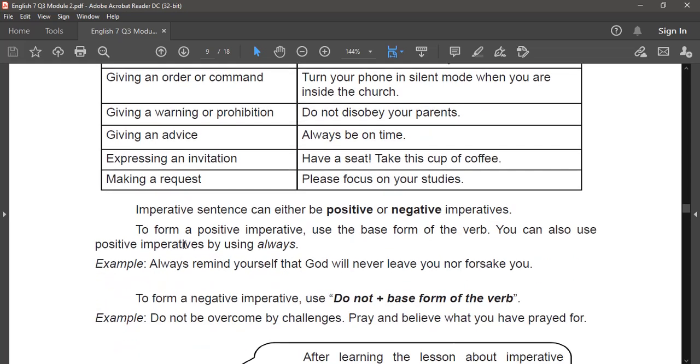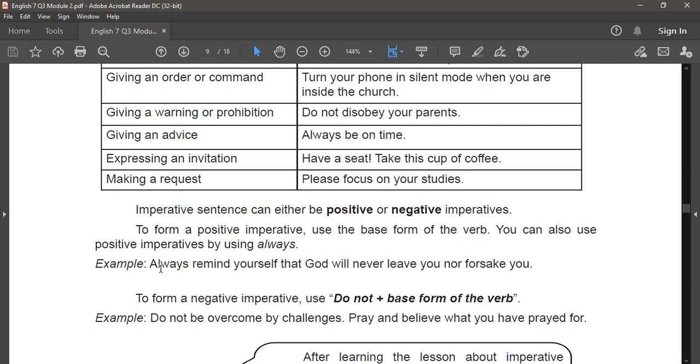Another. So it says an imperative sentence can either be positive or negative. So positive imperative. On the other hand, we have negative imperative. So how do we form positive imperative? So very easy. Just like what I said, use the base form of the verb, and you can also form the positive imperative by using the word always.